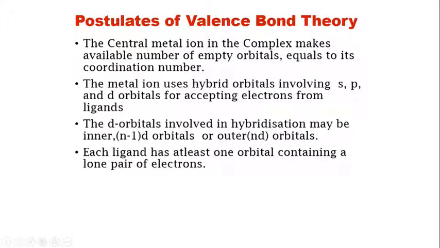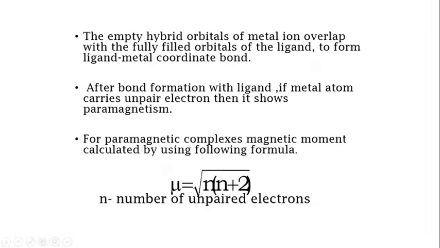Then each ligand has at least one orbital containing a lone pair of electrons. So a ligand which is going to approach the metal center should have at least one lone pair of electrons. Only then can it donate to the metal center. Then the empty hybrid orbitals of the metal ion overlap with the fully filled orbitals of the ligand to form the ligand-metal coordinate bond. So the empty orbitals of the metal and the fully filled orbital of the ligand form a bond, and that is known as the ligand-metal coordinate bond.